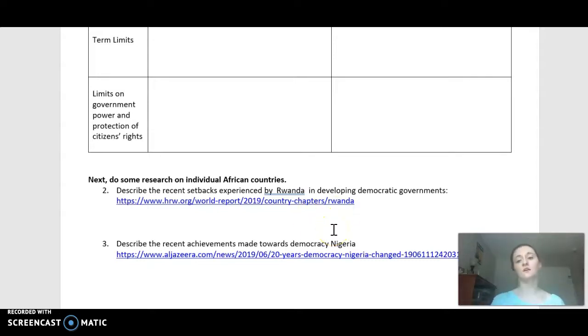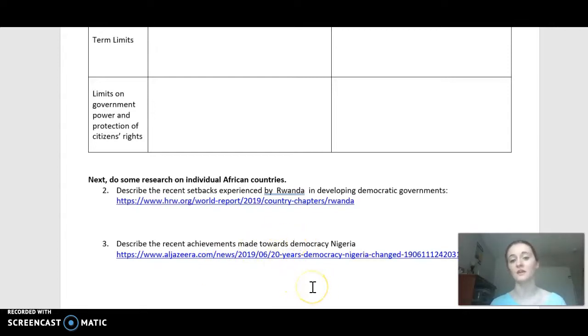So you've just talked about the genocide, you just talked about all those elements. Where are they today as far as democracy is concerned? What setbacks have they faced? Because they have. They've actually taken steps backwards as far as democracy is concerned. The second is to describe recent achievements.